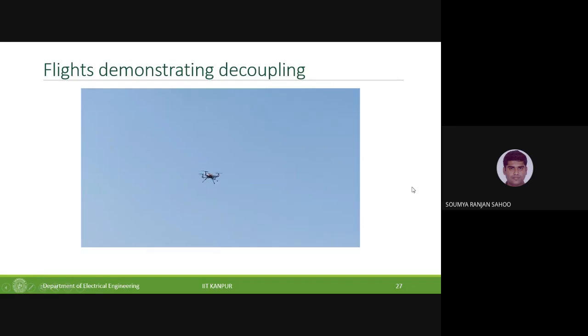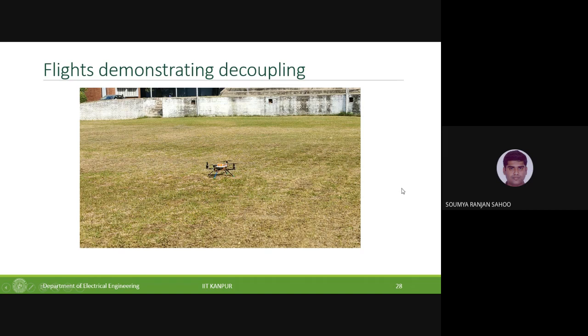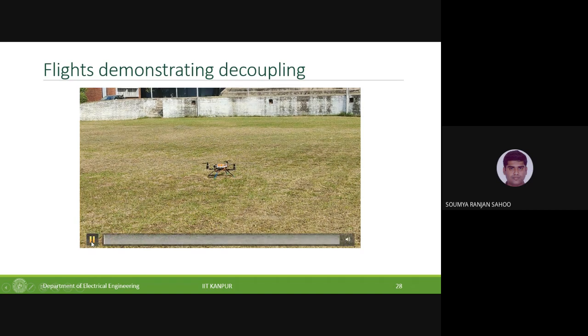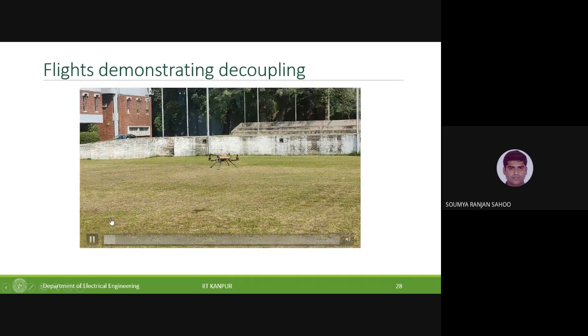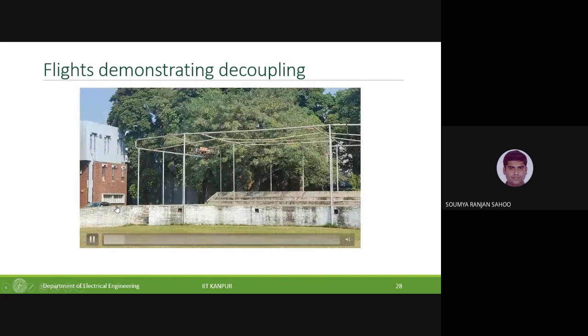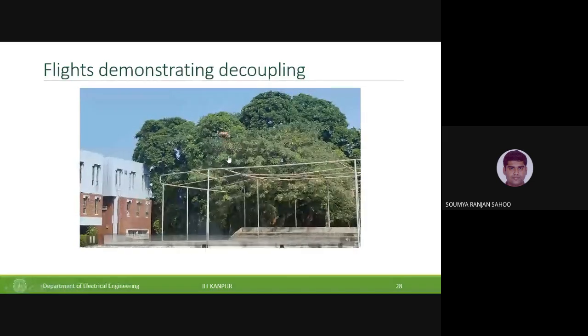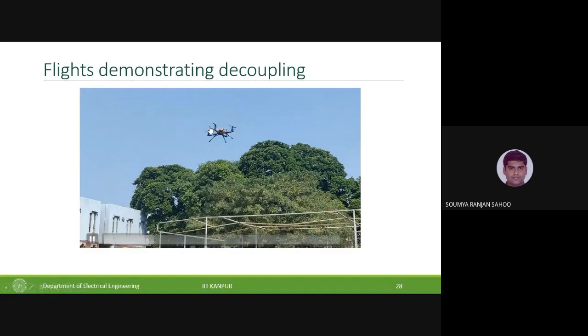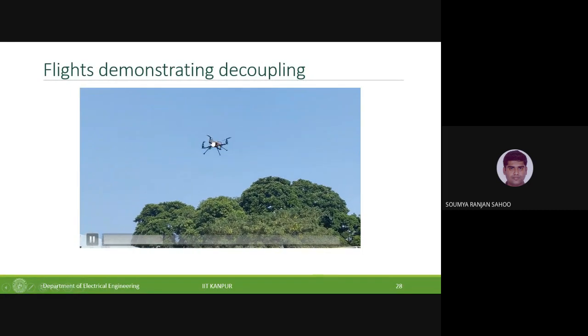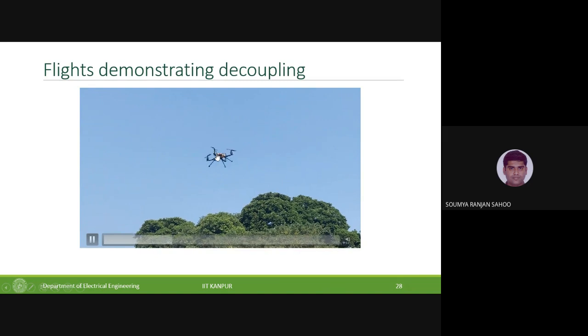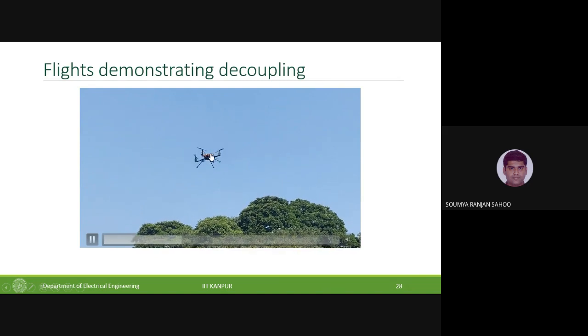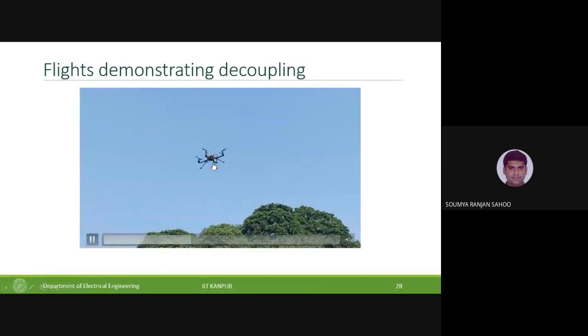Let me see if there is another video. After a certain height, we have initiated this sinusoid roll command. You observe the rotors here. You see this particular rotor. This rotor is actually having a sinusoid motion. It is trying to hold the X and Y so that it doesn't go away with the change in attitude.